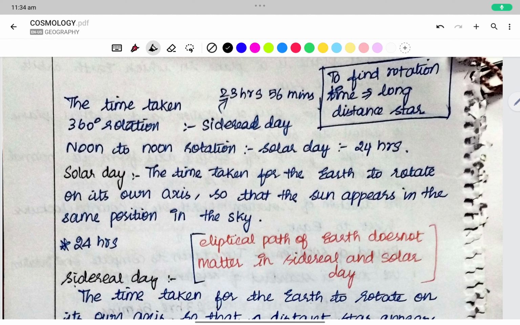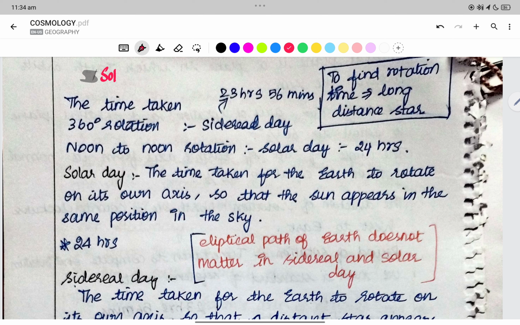Now we are dealing with the topics such as the solar day, and then we have the sidereal day. Now, what is a solar day?